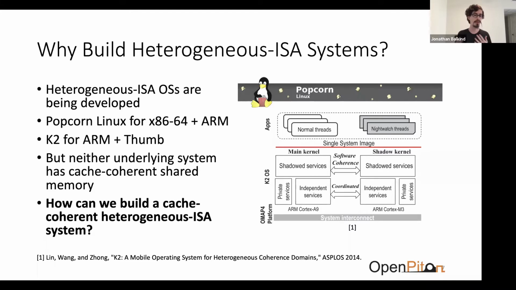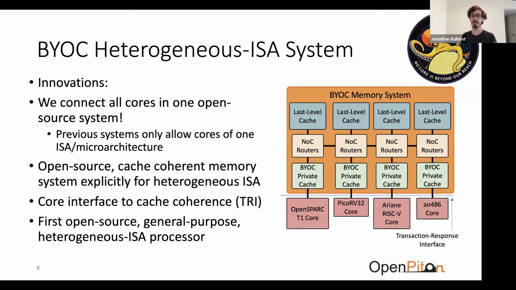We asked, is there a way that we could build a cache coherent heterogeneous ISA system so that we could realize the architectural benefits and improve the OSs to be able to have this capability, so that we could actually eke the most gains that we can out of the hardware that we have available to us. And so we built a system that we call BYOC, that's short for bring your own core, because that's what we want people to do.